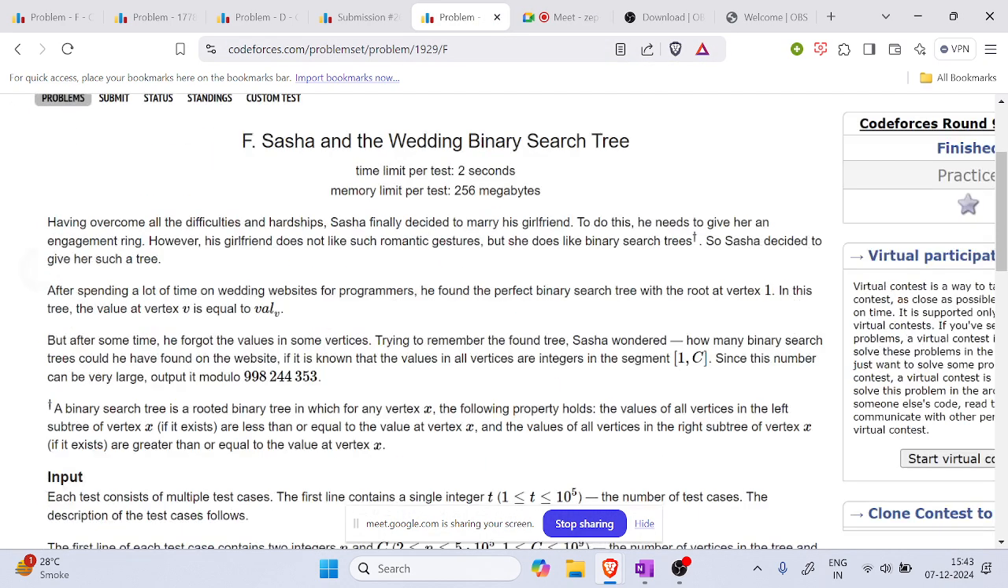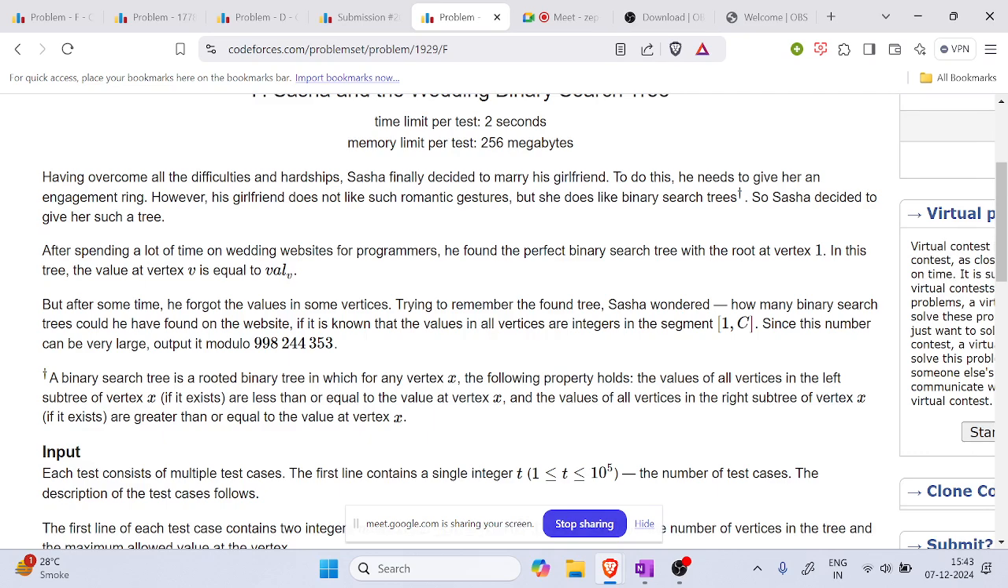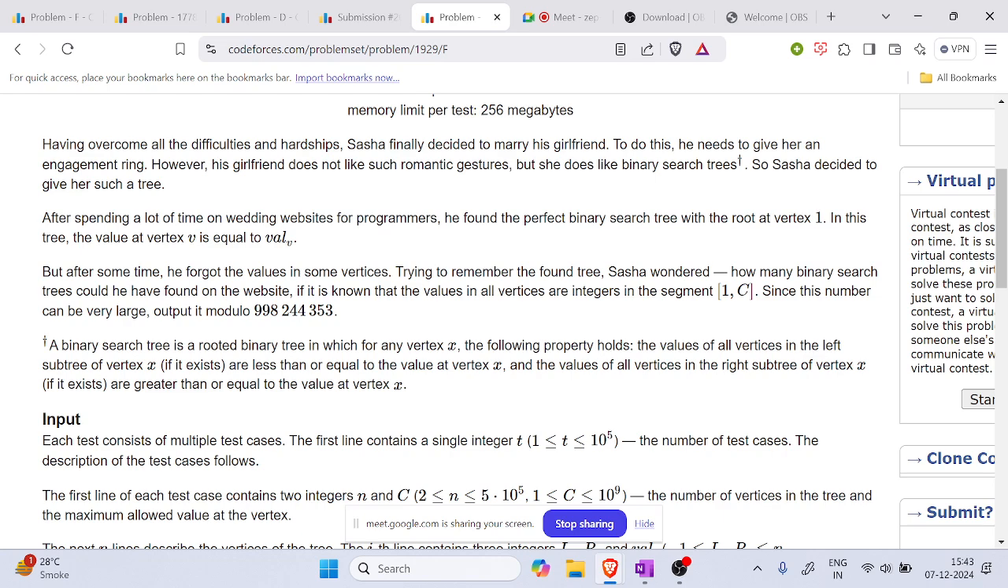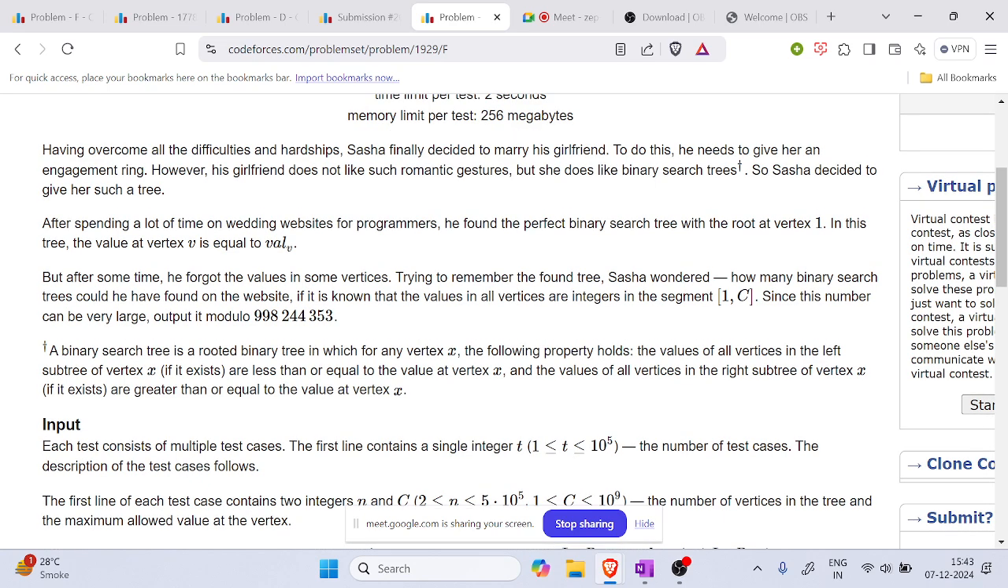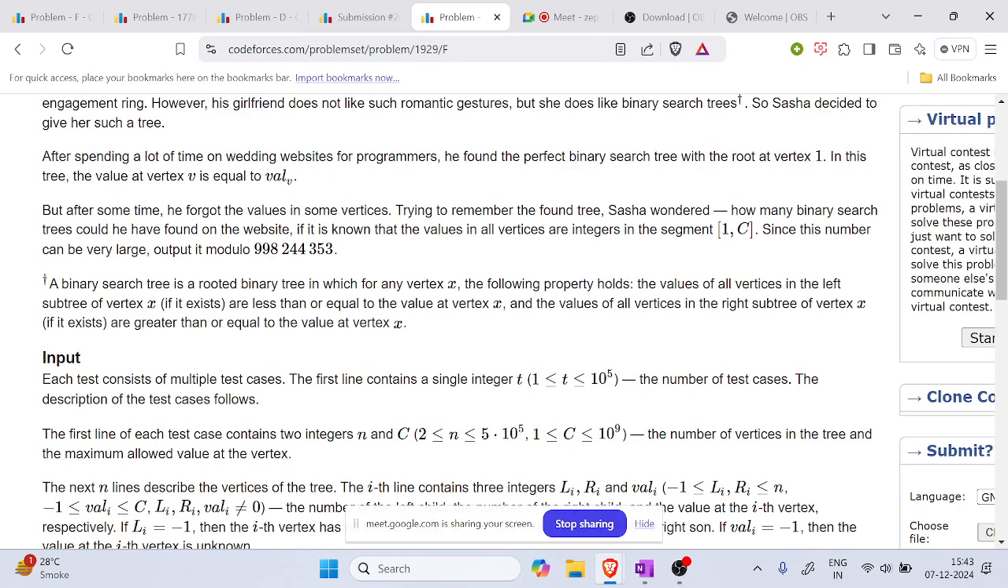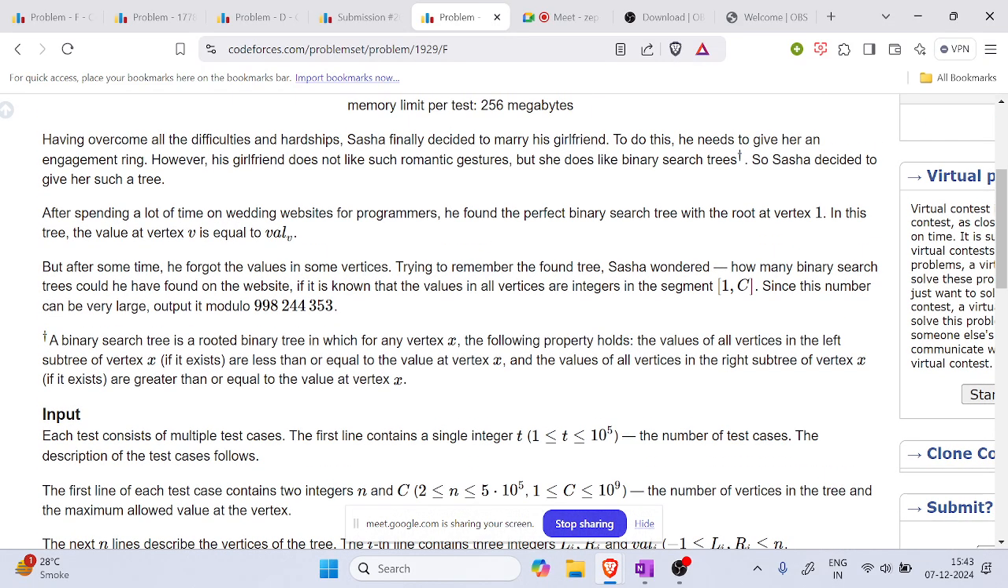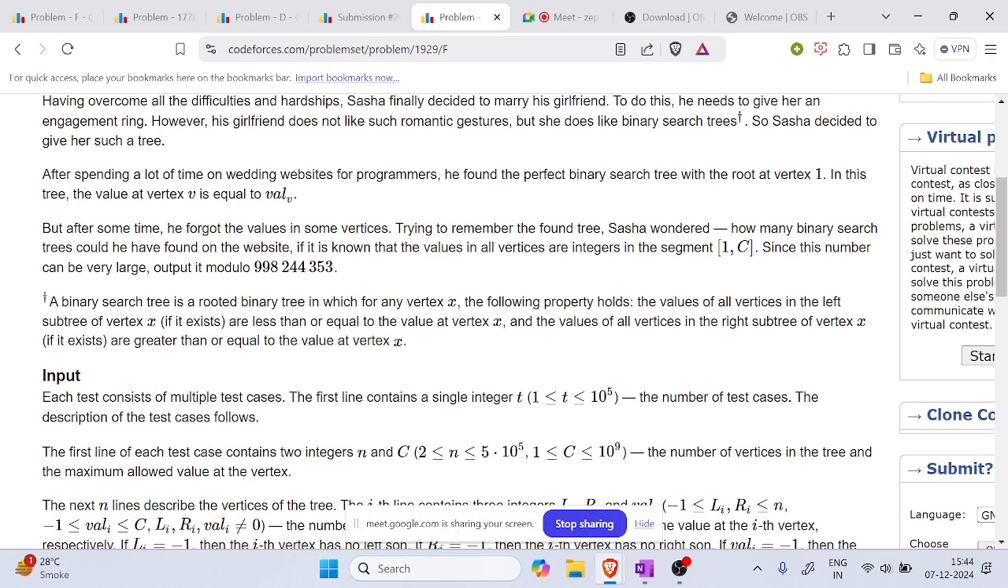Basically, this problem is like, you are given a binary tree, and in that binary tree you are given the values of certain vertices. They are already fixed and you need to pick the values of the other vertices such that this is a binary search tree. And a binary search tree is where the values in the left subtree are less than or equal to the current value, and the values in the right subtree are greater than or equal to the current value.